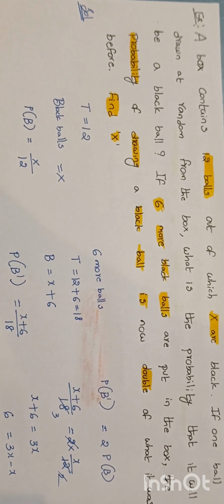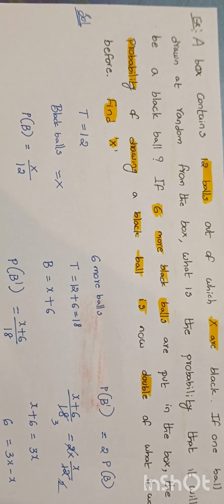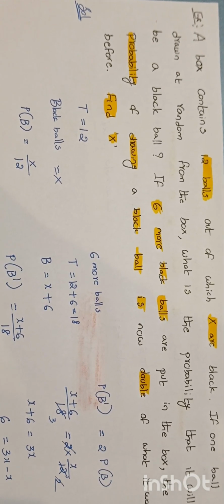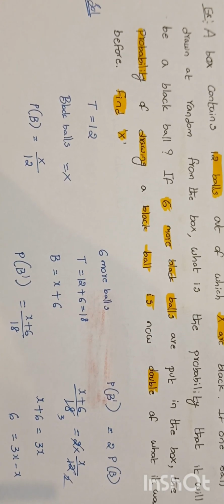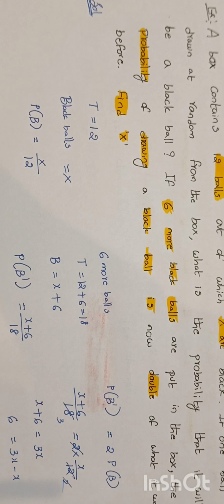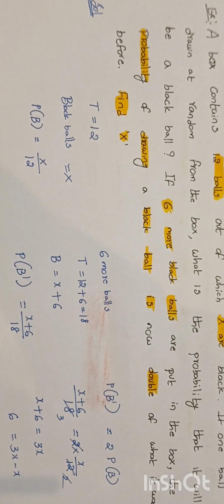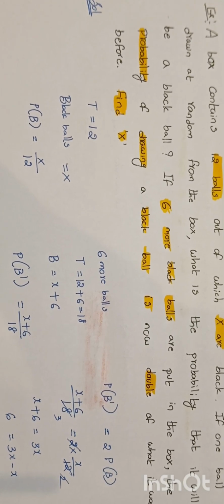Now coming to the next example. A box contains 12 balls, out of which X are black. If one ball is drawn at random from the box, what is the probability that it will be a black ball? If 6 more black balls are put in the box, the probability of drawing a black ball is now double of what it was before. Find X.